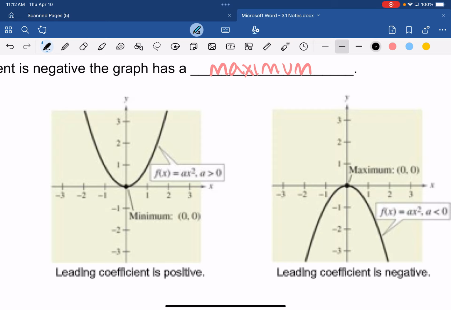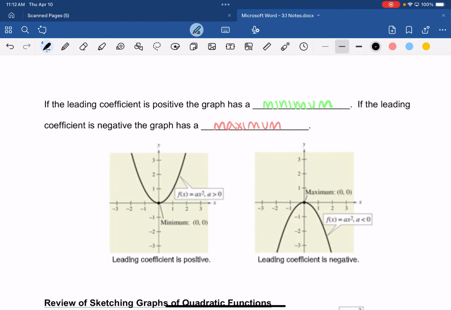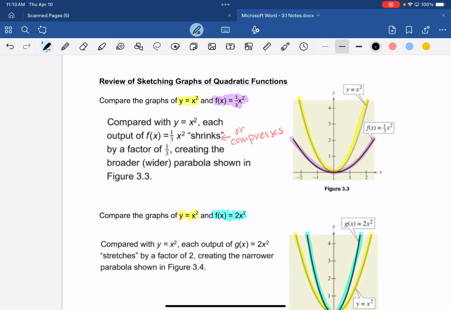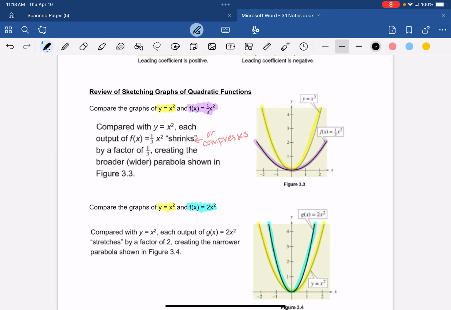All right, so again, minimum, maximum. Makes sense, right? If it's opening up, the lowest point's going to be a minimum. Nothing new. Down here is a review of our transformations of a stretch or a shrink. You don't have to write anything here, but let's make sure we understand what's happening. Here is my original in the yellow. When I shrink or compress it, I have a fraction on the outside. It makes it wider.